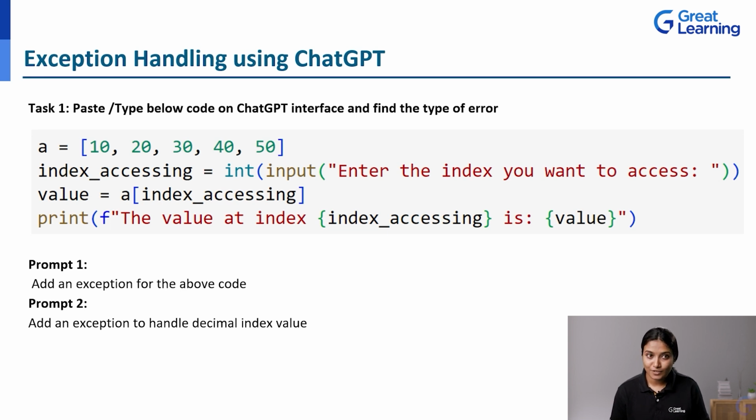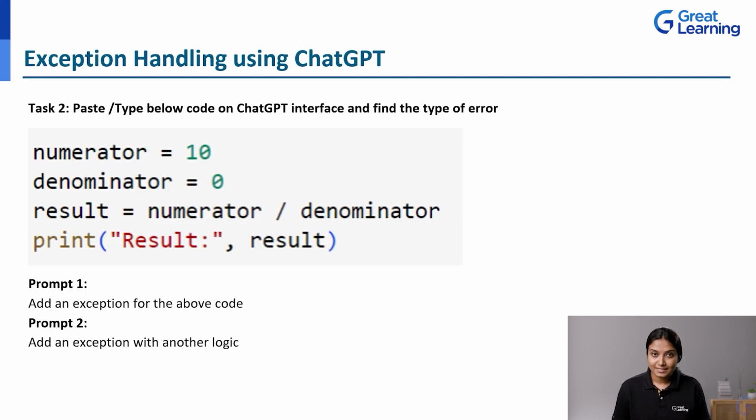So we'll ask these questions to ChatGPT. Let's see what is the response. Now let's see the next task, that is task number 2. We paste this particular code, that is 0 division error, and ask for the exception. It will find the error and provide the exception, and then we will ask for any other logic in order to solve this program, right? These two tasks will be performed with respect to exception handling using ChatGPT.